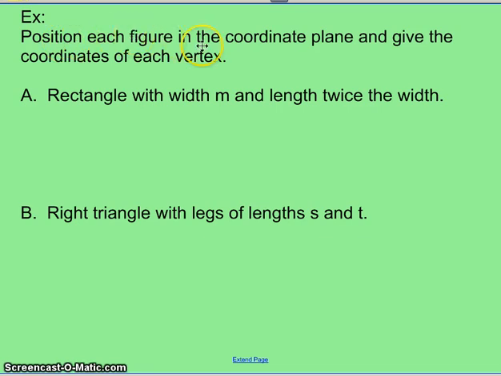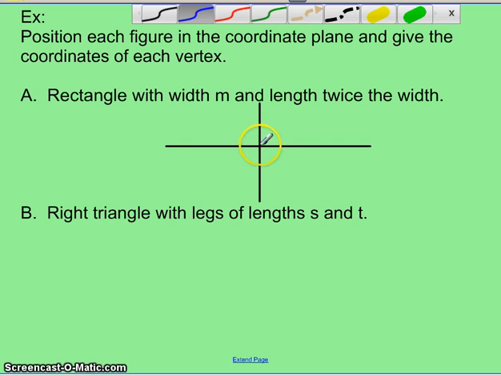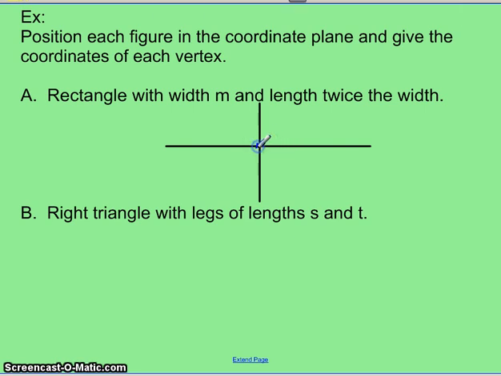It says position each figure in the coordinate plane and give the coordinates of each vertex. It says a rectangle with width m and the length is twice the width. So let's go ahead and get our coordinate plane up here. I believe I can just put this rectangle with one of the vertices right at the origin again.